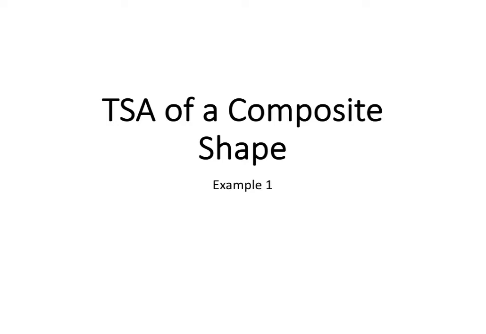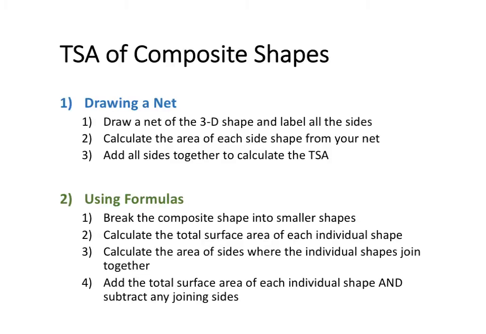In this video, we're going to have a look at how to calculate the total surface area of a composite shape. When you're finding the total surface area of a composite shape, there are two different methods you could use. The first one is drawing a net, which consists of the individual sides that are present within the composite shape, calculating the area of each of those shapes that make up the composite shape, and then adding all of those shapes together to find the total surface area.